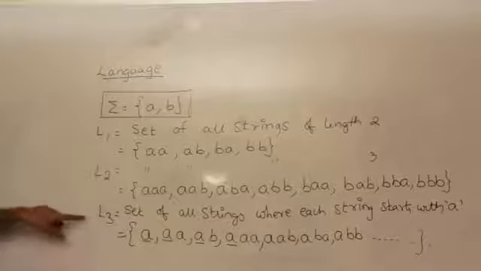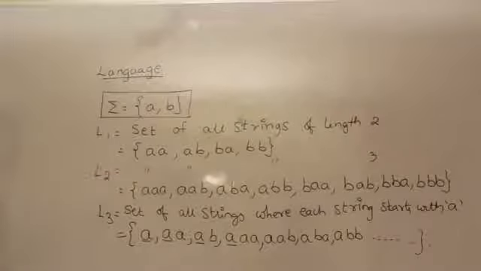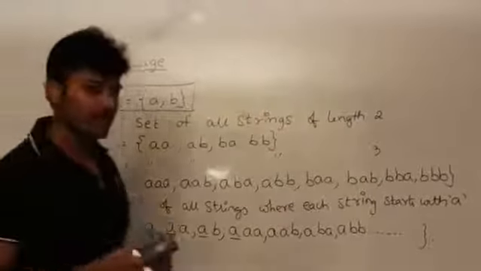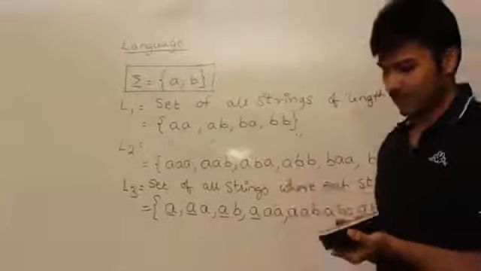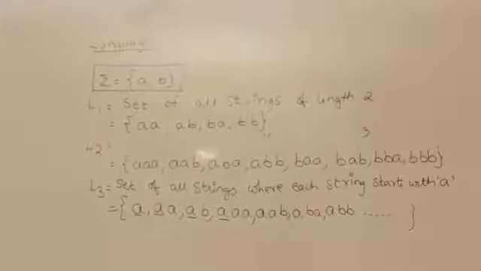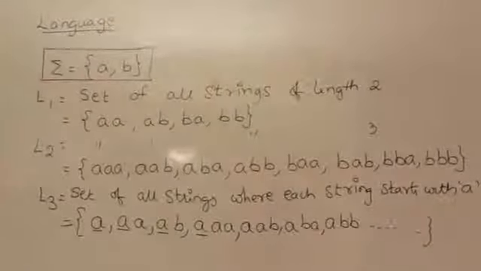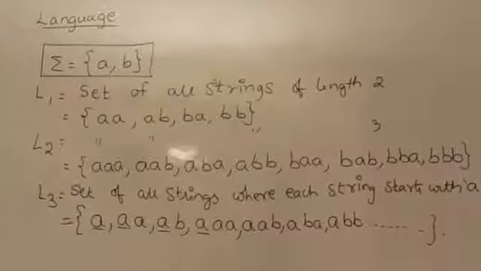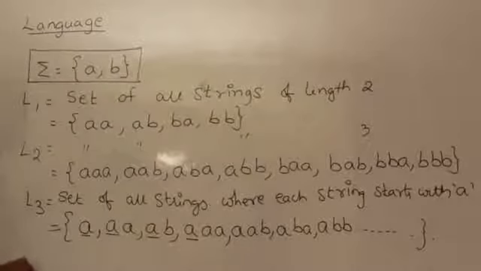So if you look at this language L3, L3 is infinite. If you look at these languages L1 and L2, they are finite. So now you have seen that a language which can be formed over an alphabet sigma can be finite or infinite. Okay, please make a note of this. Fine, I'll be moving on to the next topic.